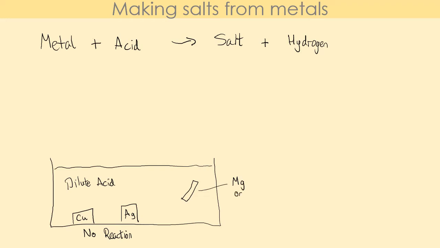It could be magnesium or zinc. And when I put a piece of magnesium or zinc into an acid, I will notice that I will start getting some bubbles of gas being given off. And we can call this fizzing or effervescence. If you ever see fizzing or effervescence when a metal is added to an acid, we are getting a gas given off. And that gas is hydrogen. We have hydrogen gas being given off, and we will have a salt left in the solution.